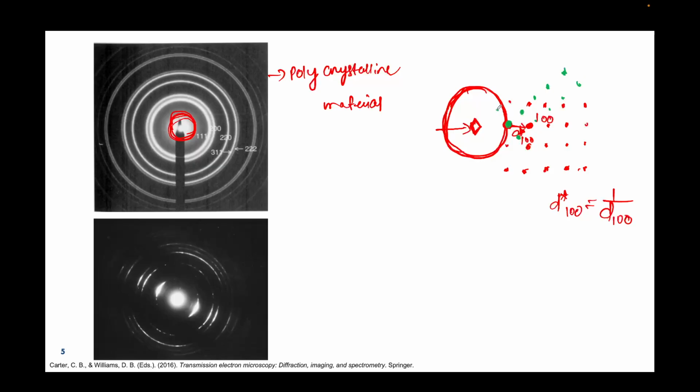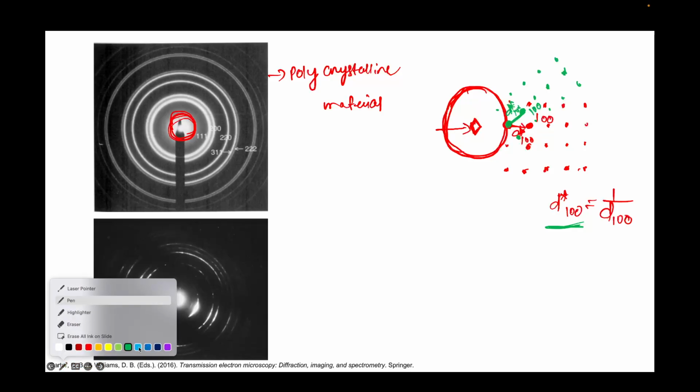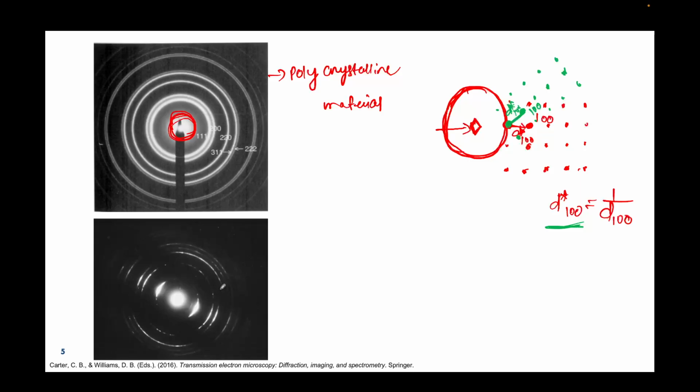In that case, my reciprocal lattice will also rotate. However, if my material is the same, then this d star distance will always stay the same. So this distance will still be d star 100, and this point corresponds to the 100 plane. Depending on the orientation of my crystal, my reciprocal lattice is rotating. If I take another single crystal which is oriented in a different way, what will happen in that case?